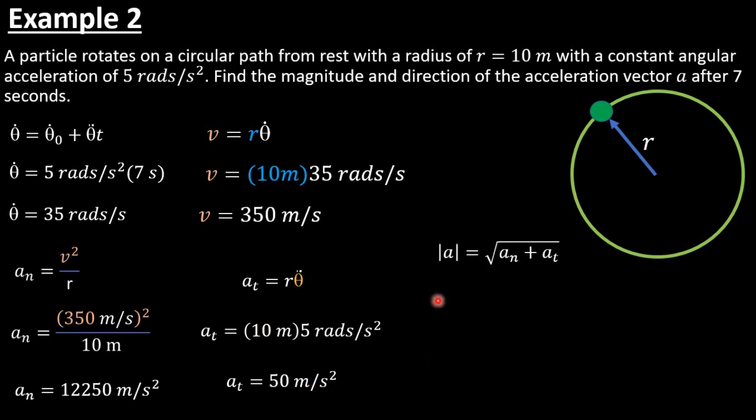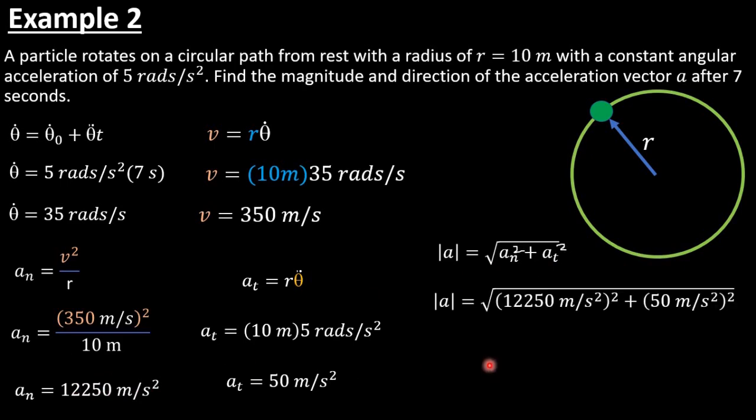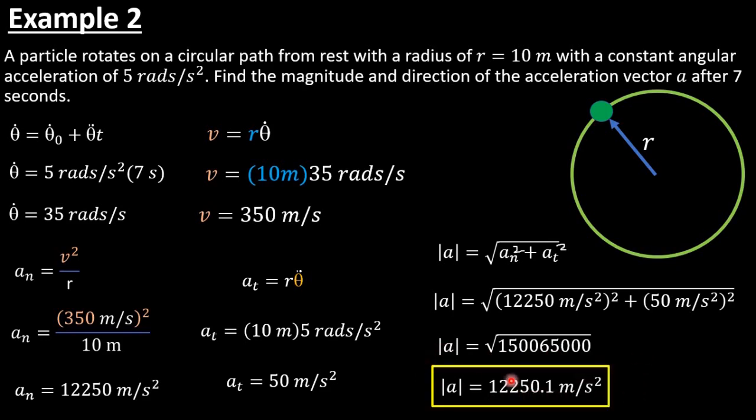And then I can find a by again applying Pythagoras. So these should be squared. Substitute my numbers in again, and I get a equals the square root of this number here. And then I get a equals 12250.1 meters per second squared. And that is our answer for example 2.